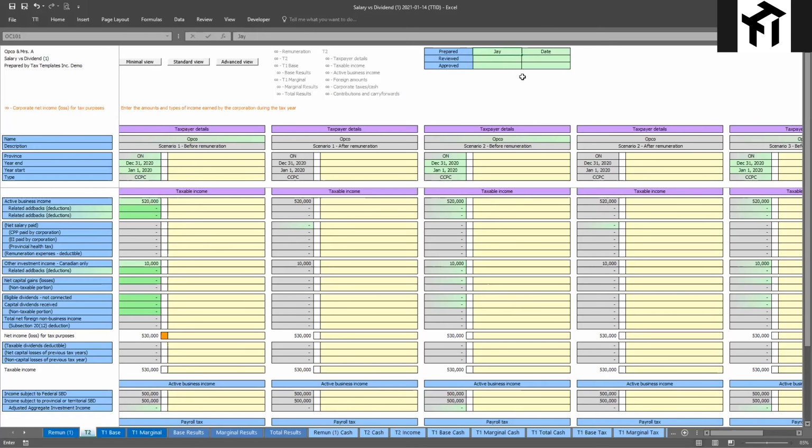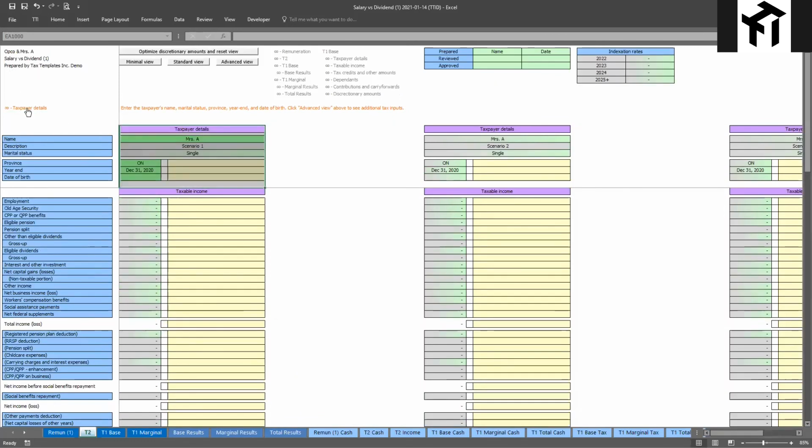You can put in your name as prepared by, and then what the completion guide will do is jump to the next tab. So now I'm going to jump to taxpayer details. And here we have Mrs. A, and I'm going to fill in the information for Mrs. A. So let's keep this again very simple.